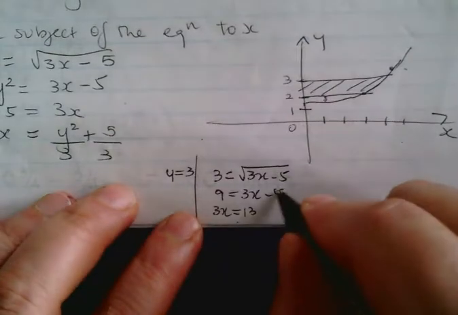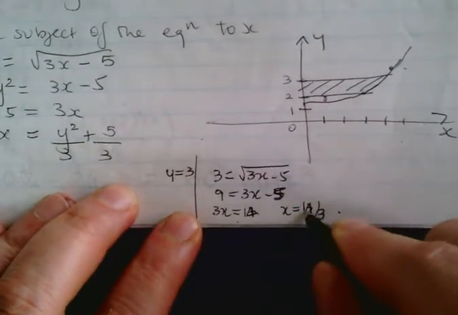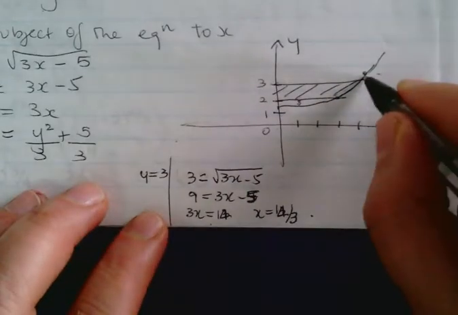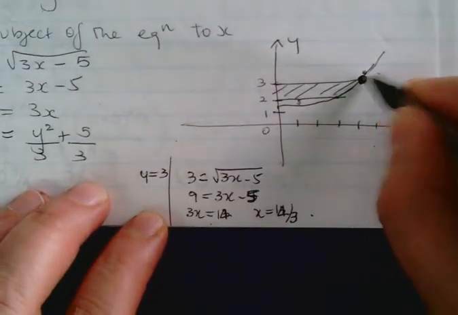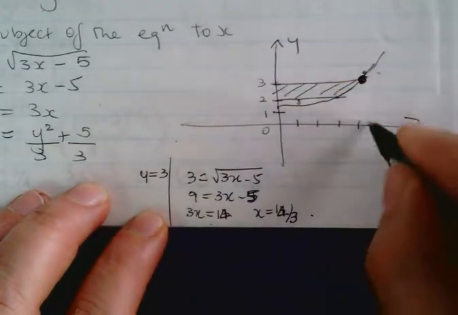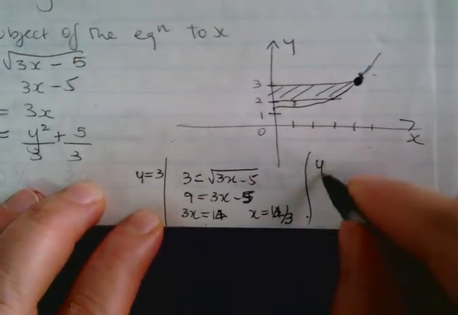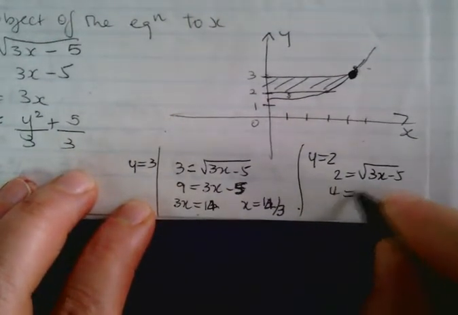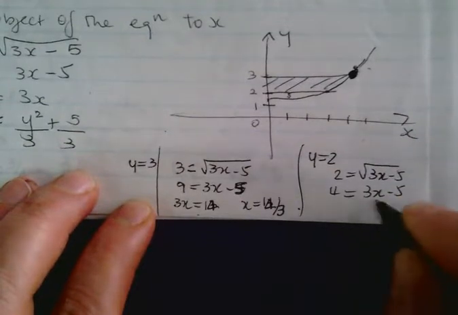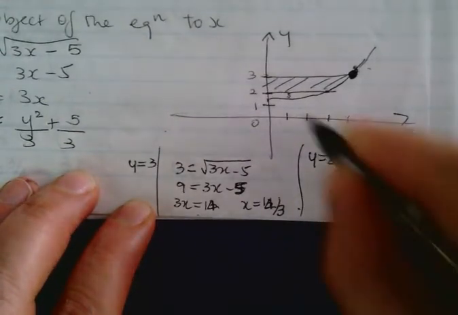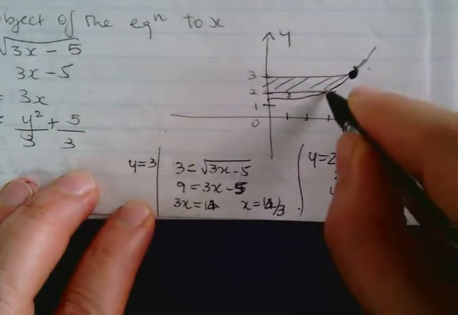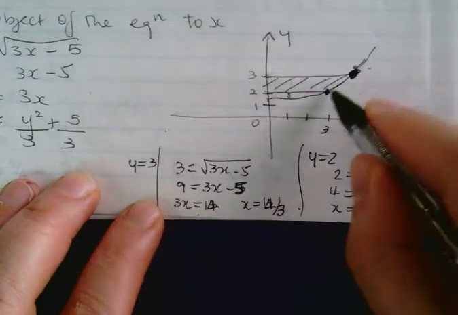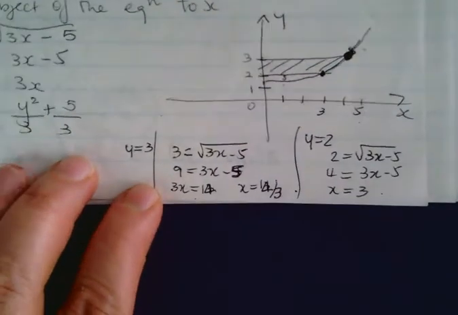So that's 14 on 3. That's almost 5. So when y is 3, I'm getting approximately 5. So that's why I've got that point. When y is 3, x is approximately 5. And when y is 2, I get, what would I do? Square. What do you get? 3x is 9. X is 3. When y is 2, x is 3. That one's 5, roughly. That's why I'm getting that, guys.